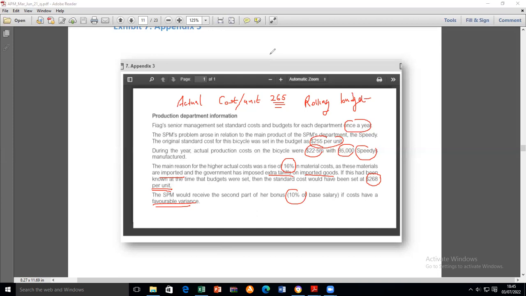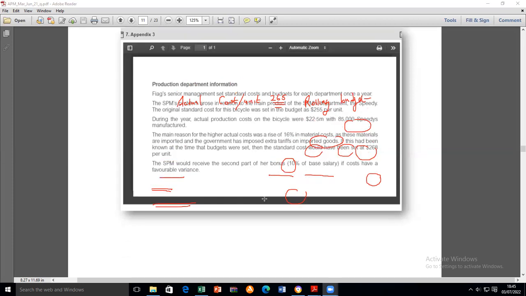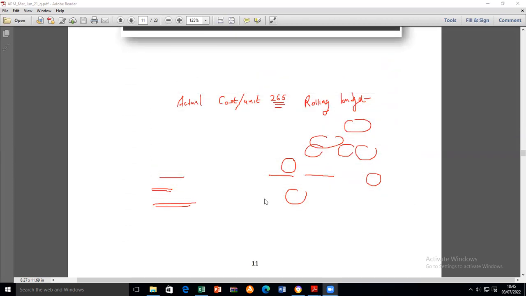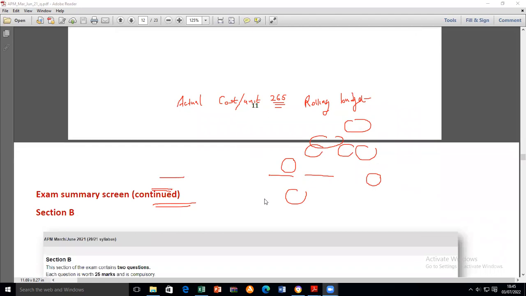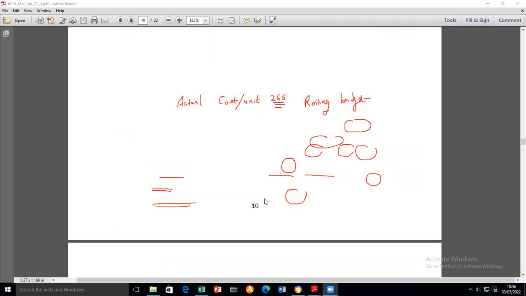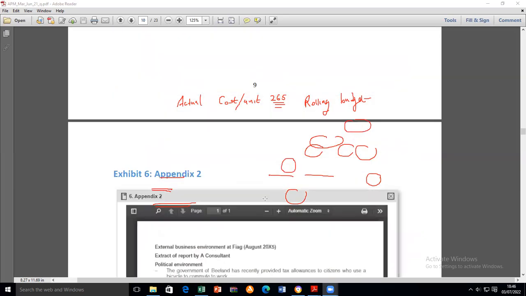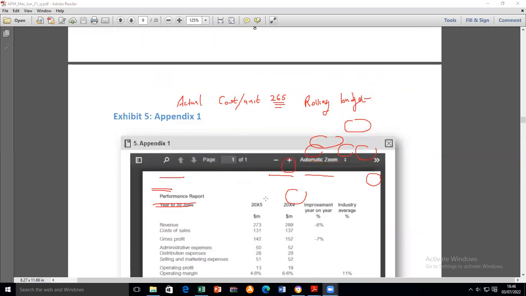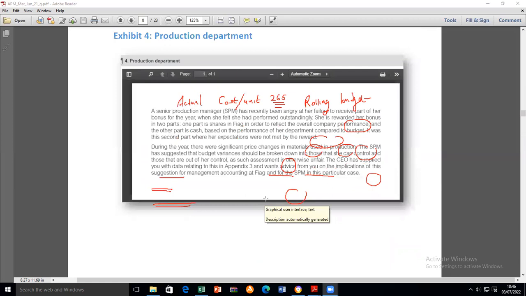So now, what is the requirement here? Let's look at the issue now.